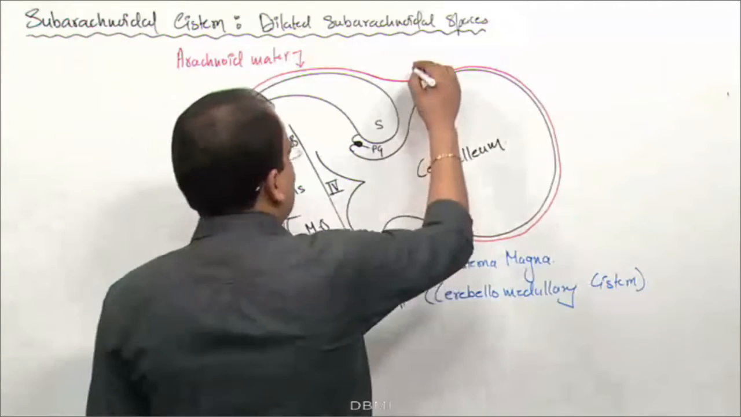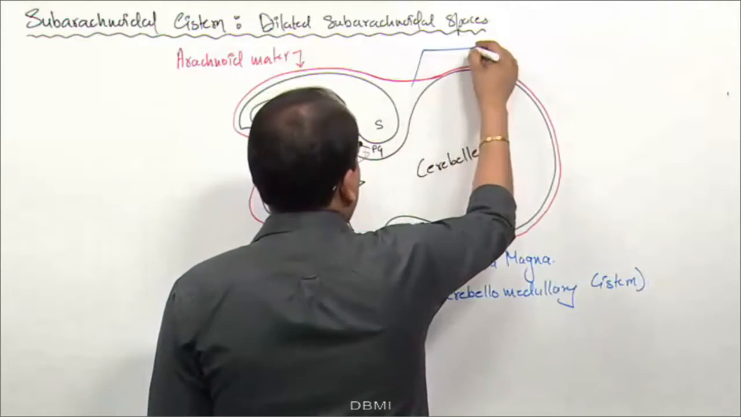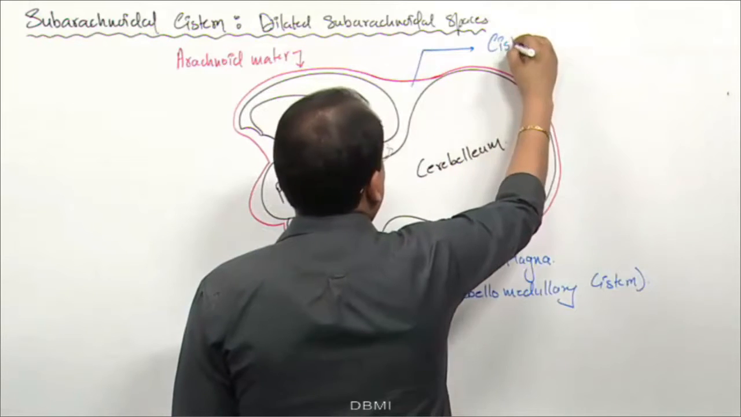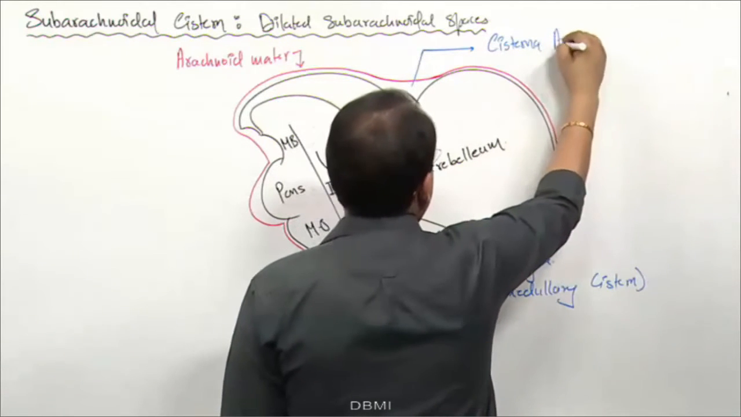Another cistern which is present here is called cisterna ambiens.